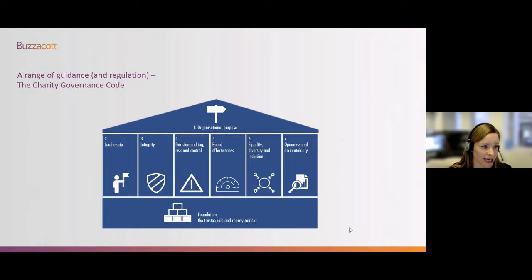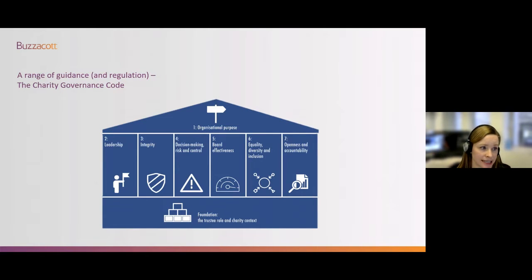So looking in a bit more depth at all of these areas and the things that the board should be thinking about in its governance. The first point, the organisational purpose. So this is the vision, ethos, the aims and purpose, and having a strategic plan with agreed outcomes. So that really ties back to that first core function that the DfE identified on the previous slide.